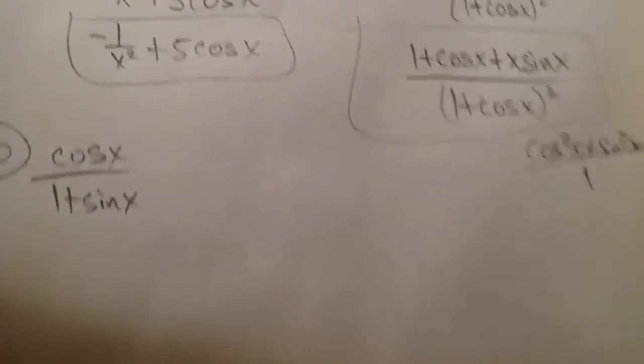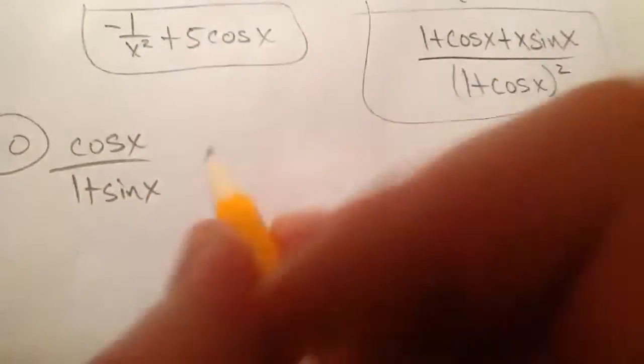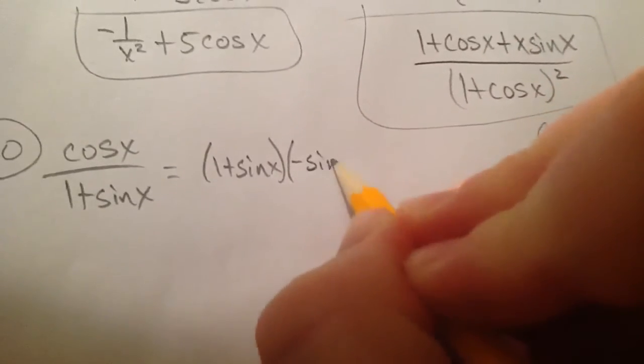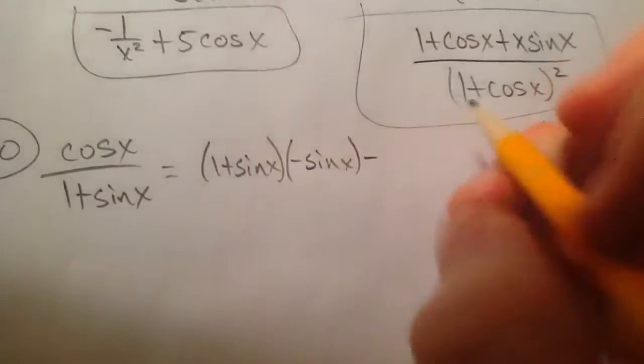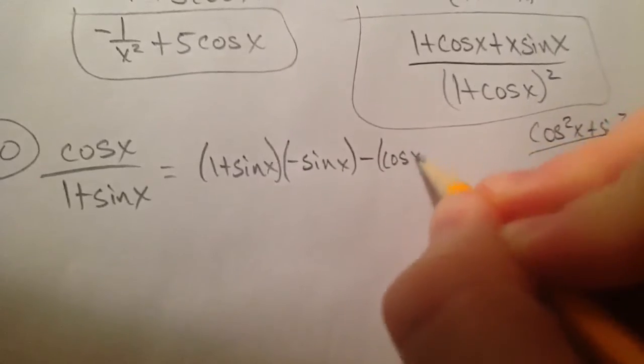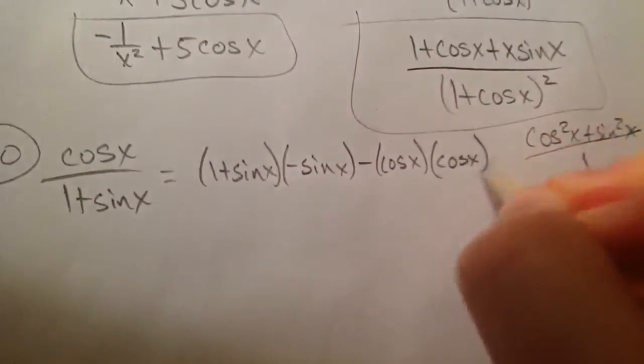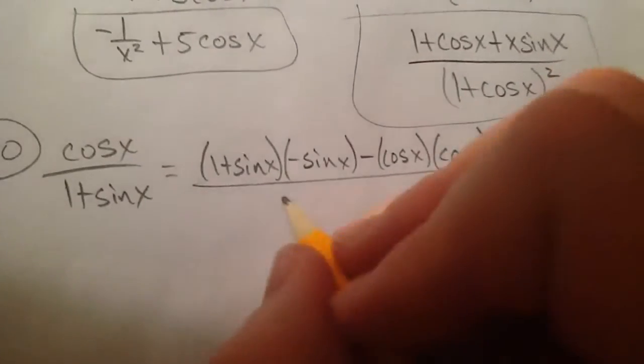Number 10. Again, you're going to have to do quotient rule because there's an x on top and bottom. So bottom times the derivative of the top. Derivative of cosine is negative sine minus the top times the derivative of the bottom, which will just be cosine, all over the bottom squared.